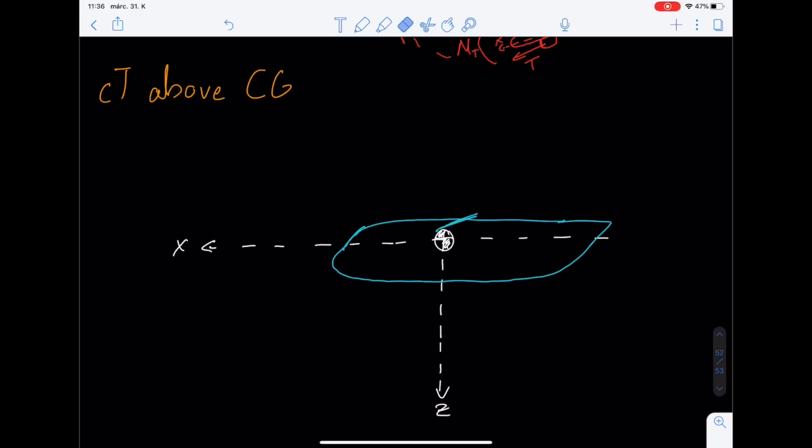Oh, actually, let's put the center of gravity a little bit lower, because it is usually lower. It's not as high as I drew it. Maybe we can draw the airplane first and then the rest.